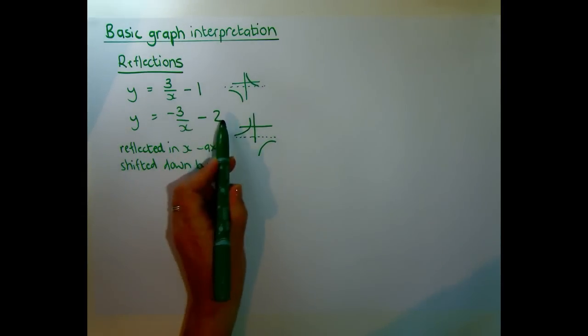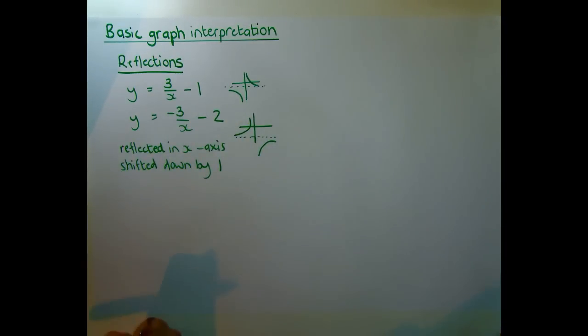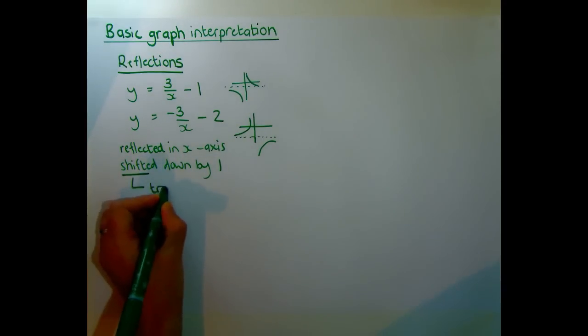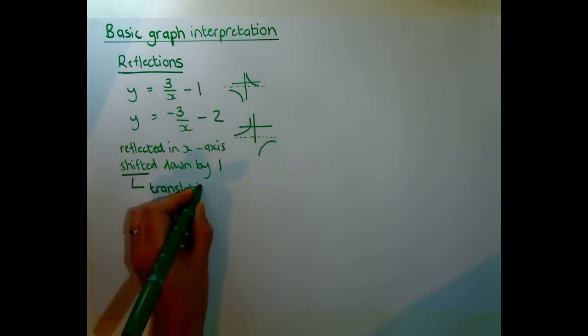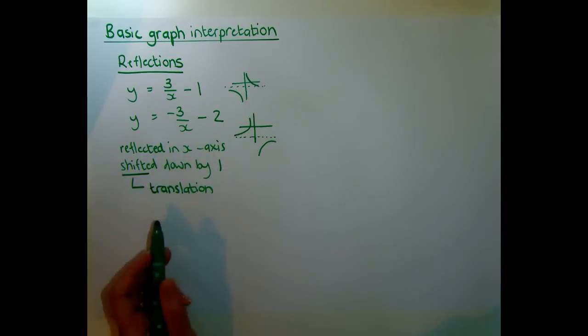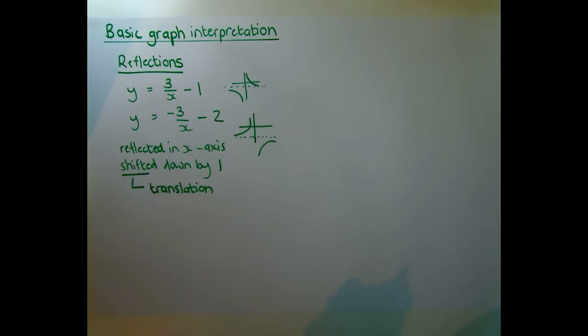Yes, that's negative 2, but it didn't start on 0. It started on negative 1, so it only got shifted down by 1. Remember that shifting is another way of talking about the word translation. Or you can say that the graph has been translated down. So be aware that those two terms can be used.